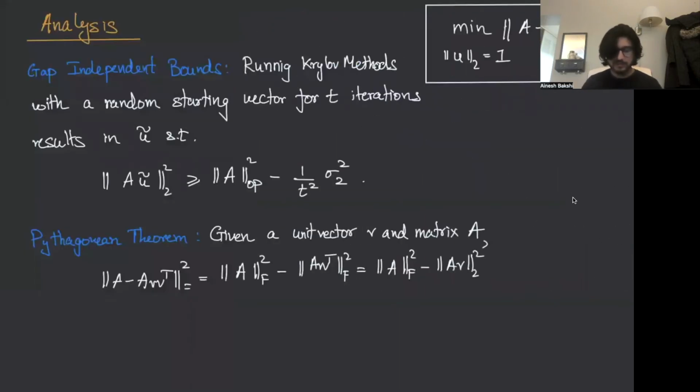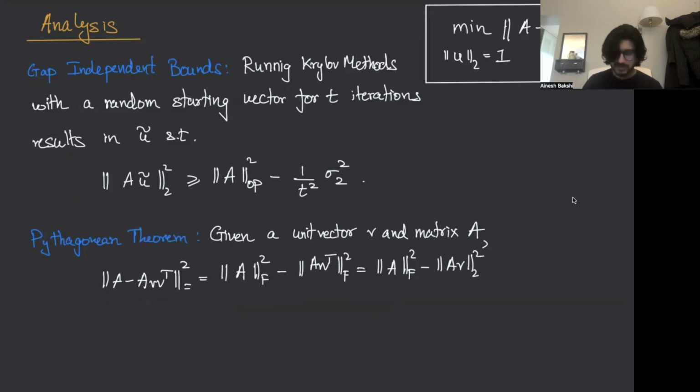Now, how do we translate from a gap-independent bound to a low-rank approximation algorithm? To do this, we simply use the Pythagorean theorem, which says for any unit vector V and matrix A, the following is true. The Frobenius norm of A minus A times VV transpose, squared, is equal to the Frobenius norm of A squared minus the Frobenius norm of A VV transpose, squared. This is simply because VV transpose is an orthogonal projection matrix. We can simplify the second term to just be the norm of A times V, squared.